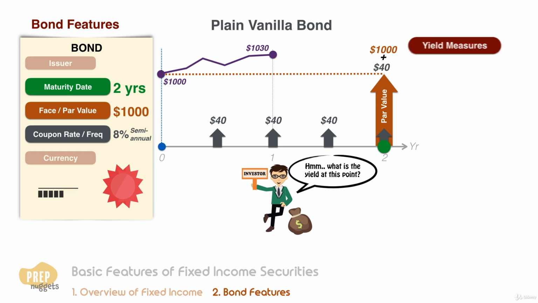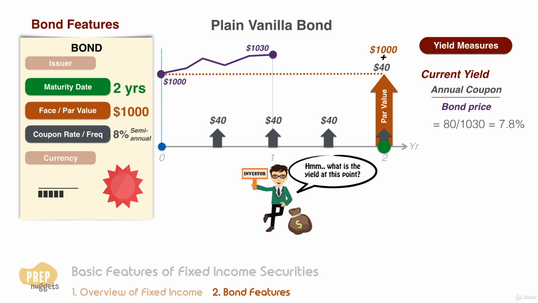There are several yield measures commonly used by market participants. One simple measure is the current yield, which is equal to the bond's annual coupon divided by the bond's price. In this case, we divide the $80 annual coupon by the current price of $1,030 to get the current yield of 7.8%. One shortcoming of such a measure is that it does not consider the fact that the price of the bond will go back to $1,000 at maturity. In this case, the investor gets back just $1,000 and not the $1,030 that he paid.